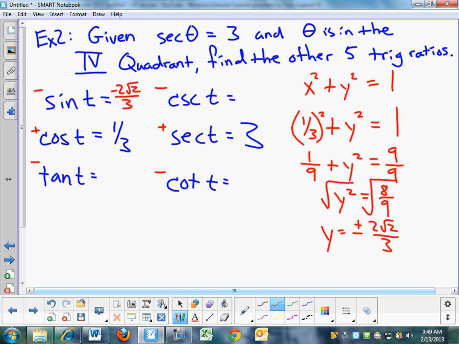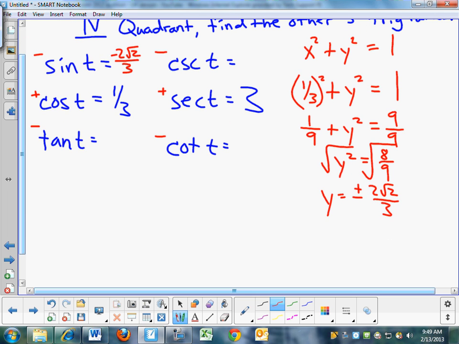How do I come up with tangent? Tangent is y divided by x. Okay, so this is going to take just a little work. Y divided by x. So I've got negative 2 square root of 2 over 3 divided by 1 over 3. So times 3 over 1. Hey, that's not too bad. Negative 2 roots of 2. Questions, guys?